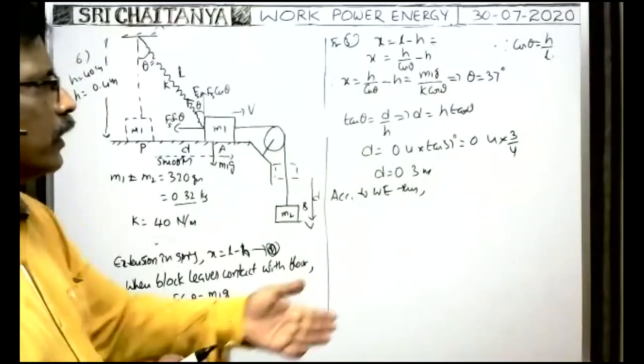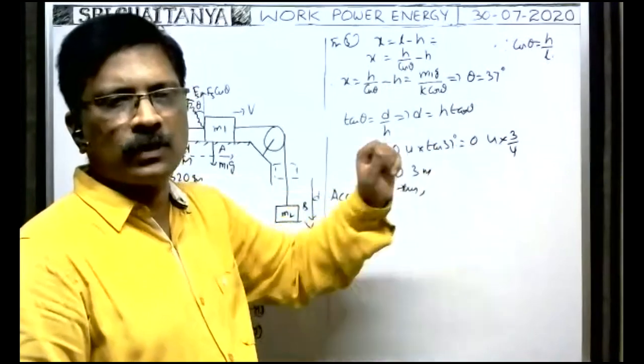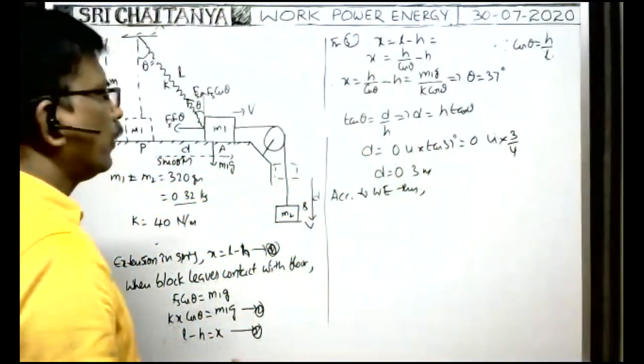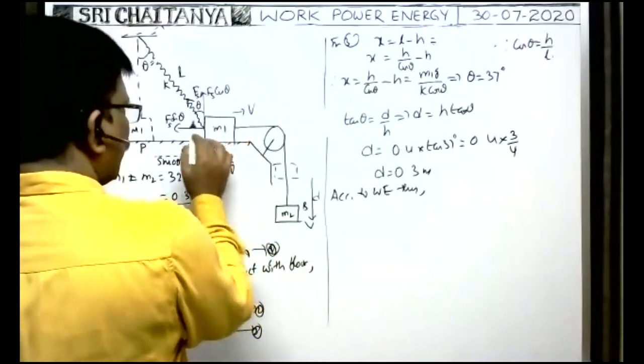Sin 37 is 3 by 4 only, no? Sorry, tan 37 is 3 by 4 only, I wrote. Okay, right. According to the work energy theorem, the initial velocity is 0.